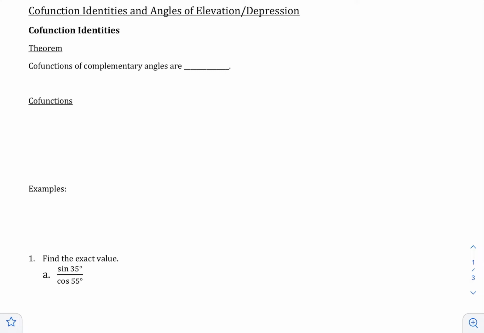So we have a theorem which explains to us what the cofunction identities are. And the theorem is that cofunctions of complementary angles are equal. Now that's a mouthful. Let's talk about what complementary angles are, in case you've forgotten from geometry. Complementary angles means that if you have two angles, A1 and A2, they add up to 90 degrees. If they add up to 180, they're called supplementary angles.